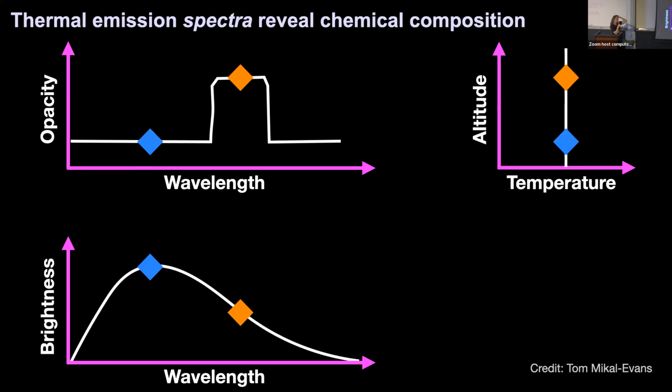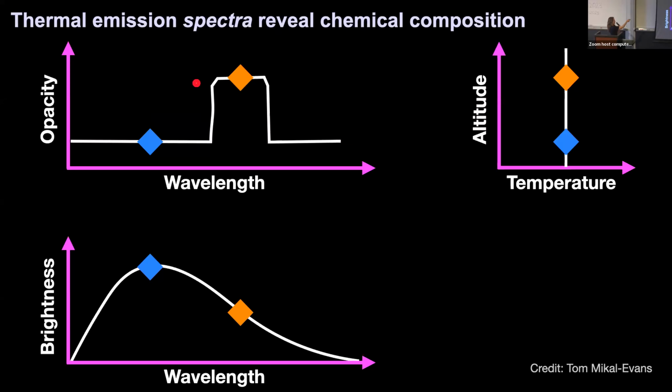Okay, so planets are not actually black bodies. They have spectral features, which is really exciting because we can use that to learn about their chemistry. And to illustrate how this works, I have a couple of cartoon schematics. On the top left, you're seeing the opacity of the atmosphere as a function of wavelength.